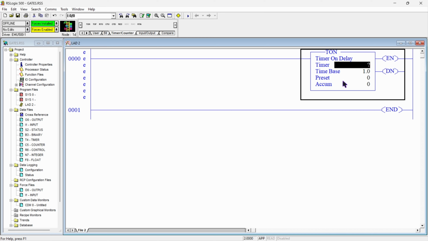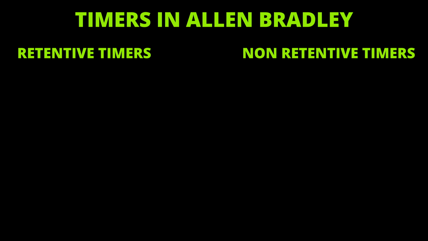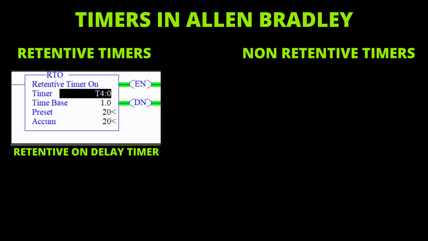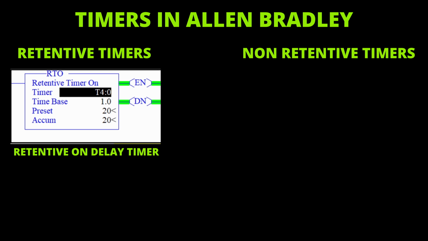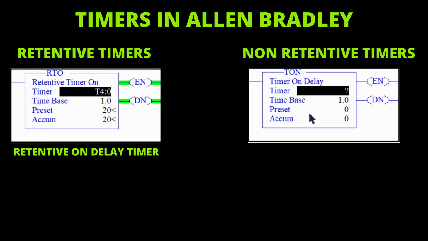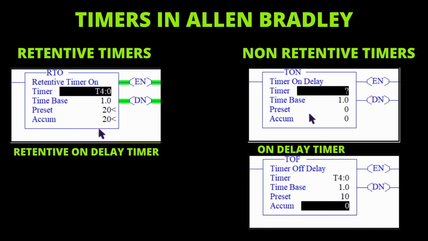So now we will talk about the timers in Allen Bradley. There are two types of timers in Allen Bradley. One is retentive type and another one is non-retentive type. In retentive type, there is one timer, that is RTO, which is retentive on delay timer. And in non-retentive type, there are two types. One is TON and another one is TOF. TON is for on delay timer and TOF is for off delay timing.